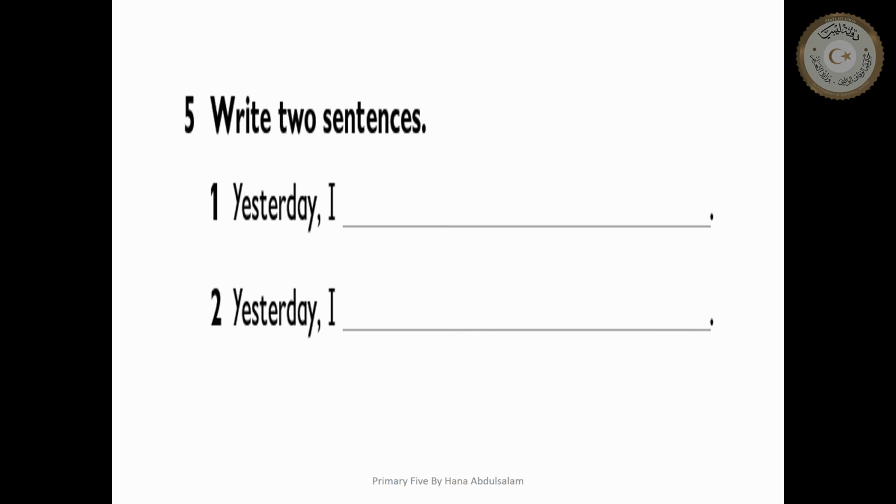So now we are going to write two sentences, and these two sentences are in the past. We start with what? We start with yesterday. So yesterday I played football. Yesterday I watched TV. Yesterday. So here you need to write two sentences.